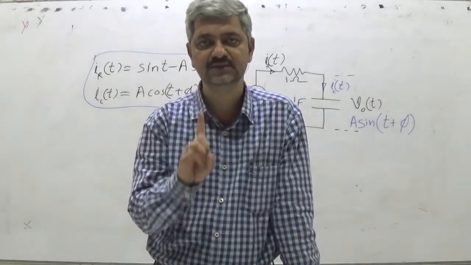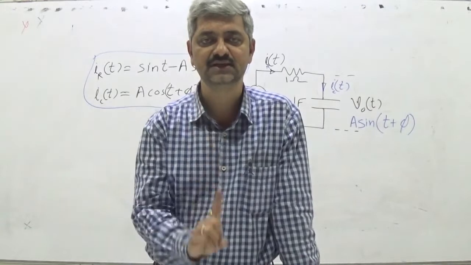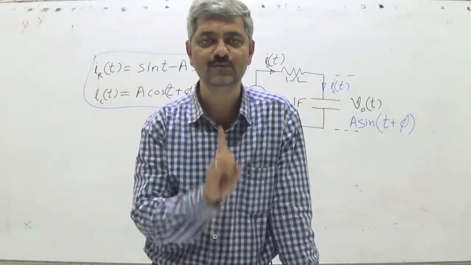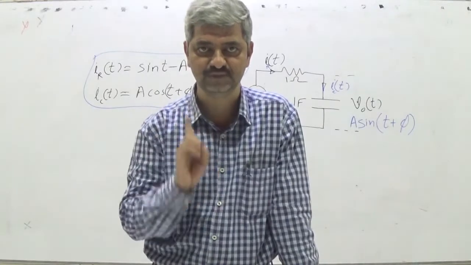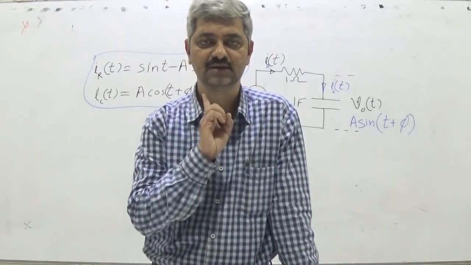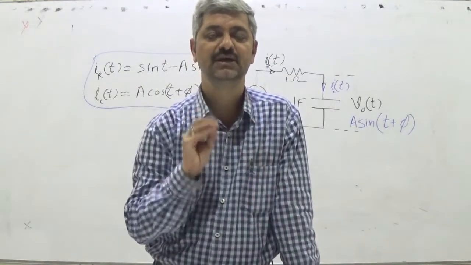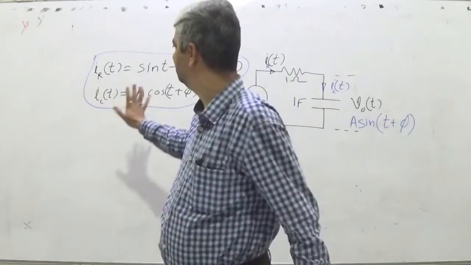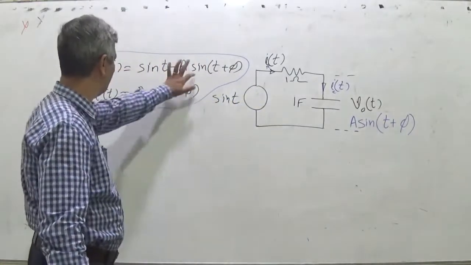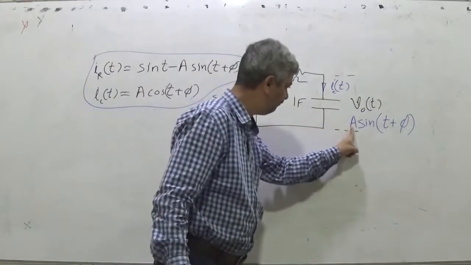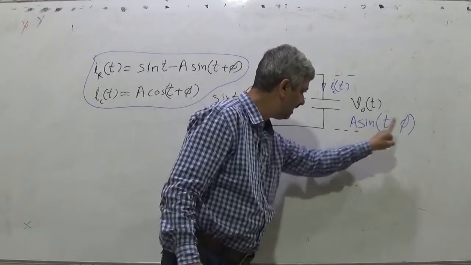resistor current is voltage across resistor upon resistance. Capacitor current is C into derivative of voltage. एवढं वापरून सिंपल पद्धतीने हे आहे. So here I found out IR(t), I have assumed an answer which includes A and phi.